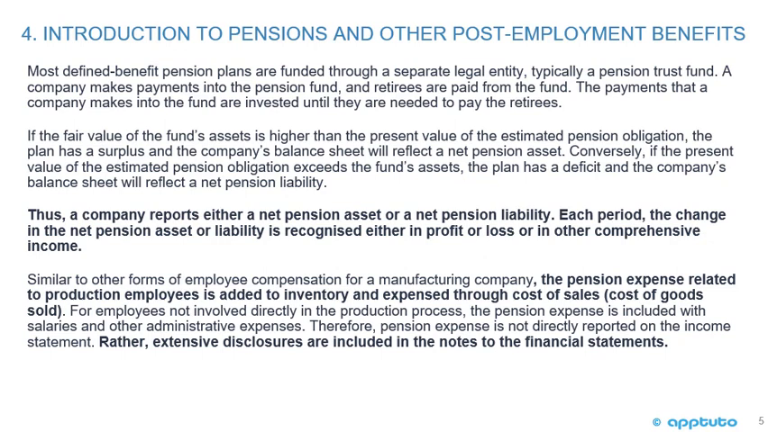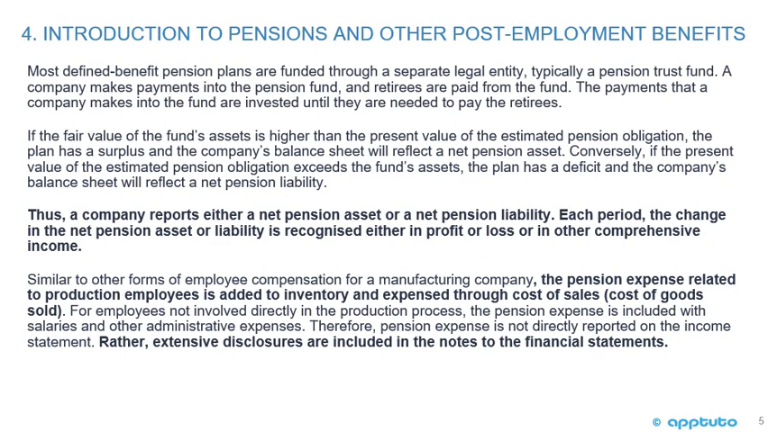Conversely, if the present value of the estimated pension obligation exceeds the fund assets, the plan has a deficit, and the company's balance sheet will reflect a net pension liability. Thus, a company reports either a net pension asset or a net pension liability. Each period, the change in the net pension asset or liability is recognized either in profit or loss or in other comprehensive income.